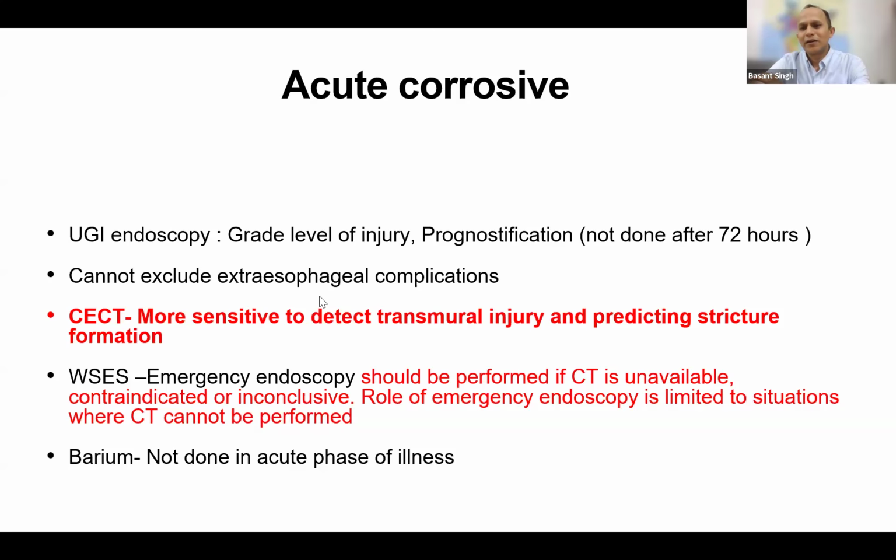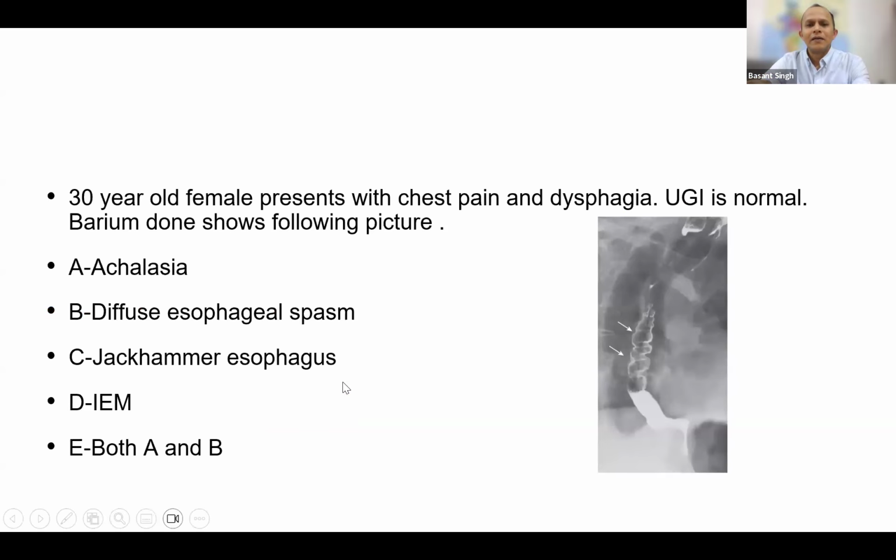Barium, obviously, you should not do in the acute phase of illness. We know that. This patient has chest pain and dysphagia, and this is the barium picture. So what are your diagnoses seeing this barium? Is it achalasia, DES, jackhammer, IEM? Yes, so this is a patient who has a corkscrew esophagus.